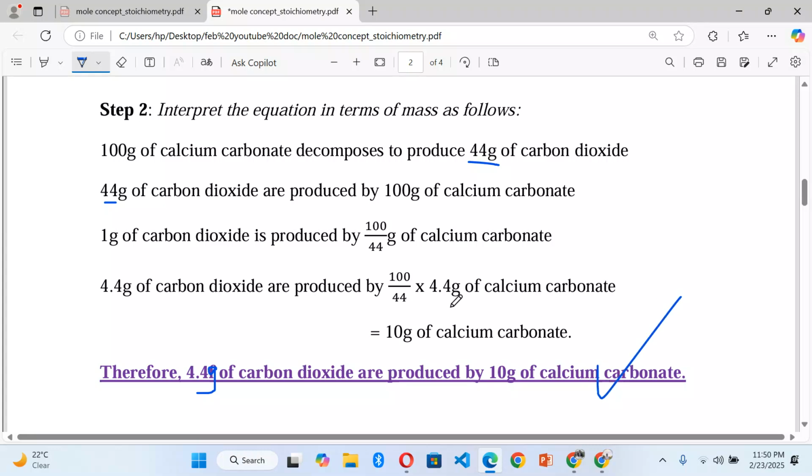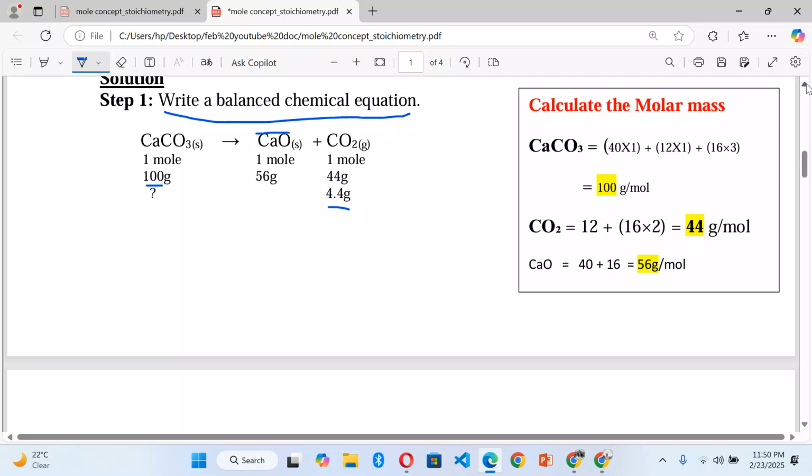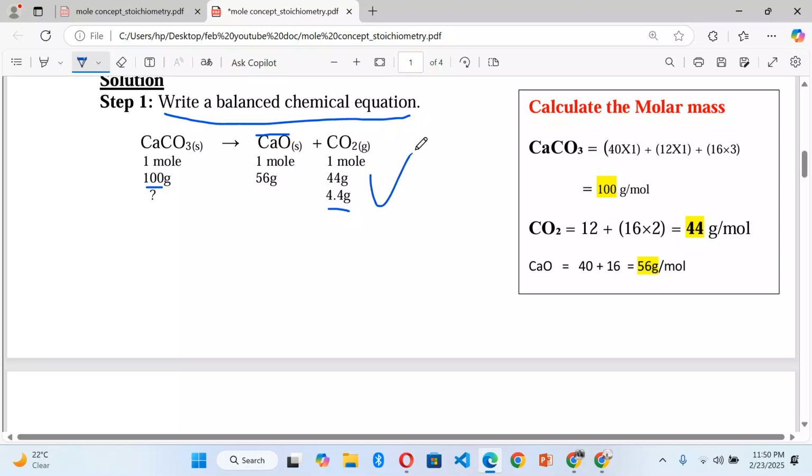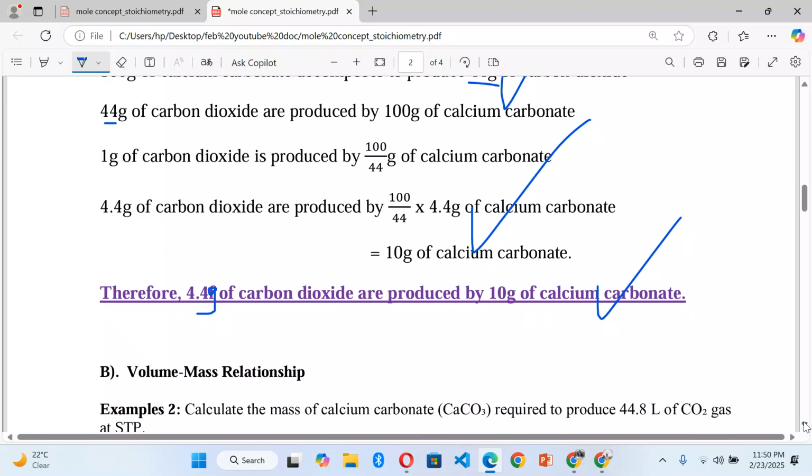So this one is very good. You get your score there, you get your score there, and we also get our score here on interpreting the equation. So that is how best we could go through that question. And in that question, we are looking at mass to mass, mole to mass. We could see that it is involving moles and is also involving mass.